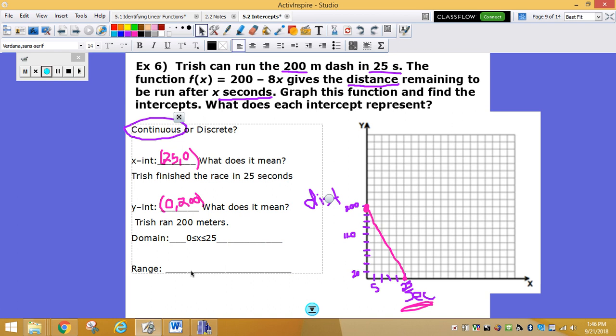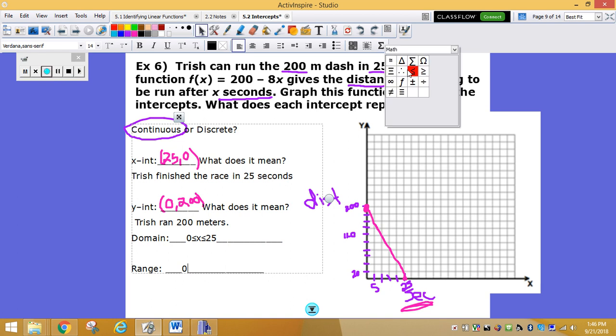So that's your domain. Range, again, is your y. We're talking about distance. Can you have a negative distance? No. Could you have a distance of 0? Yes, right? That's when it's over. You hit the finish line and your distance is 0. Range is y.